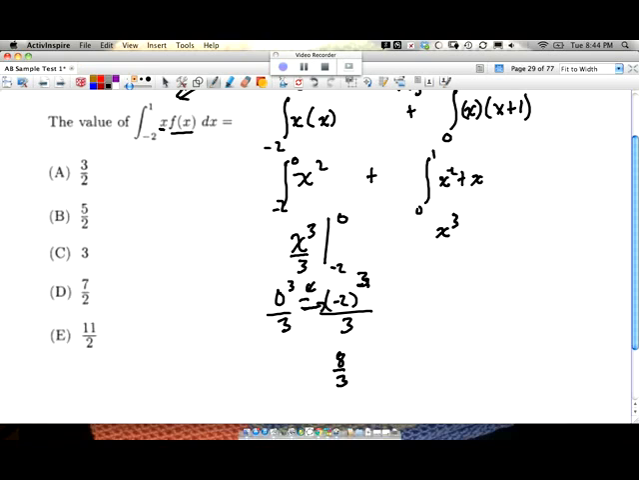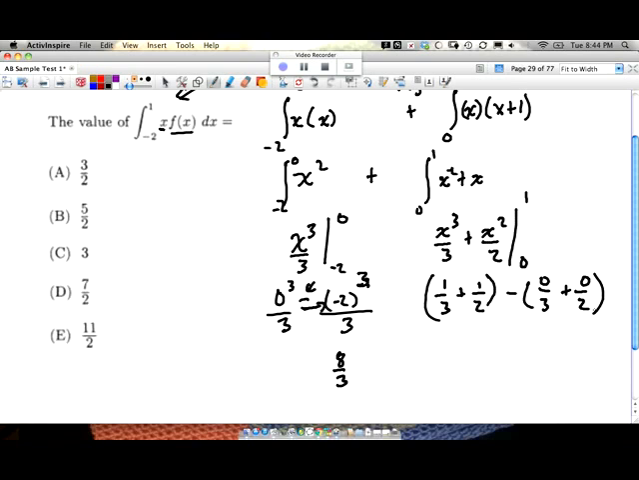Now for the second one, it becomes x cubed over 3 plus x squared over 2. We're evaluating that from 0 to 1. If we plug in 1, that becomes 1/3 plus 1/2 minus what we get when we plug in 0, which is 0/3 plus 0/2. Those are gone, so we really just have the 1/3 plus 1/2. So we got 8/3 plus 1/3 plus 1/2. So we're adding both parts. Well, 8/3 and 1/3, that's 9/3, that's 3. That's convenient, plus a half.